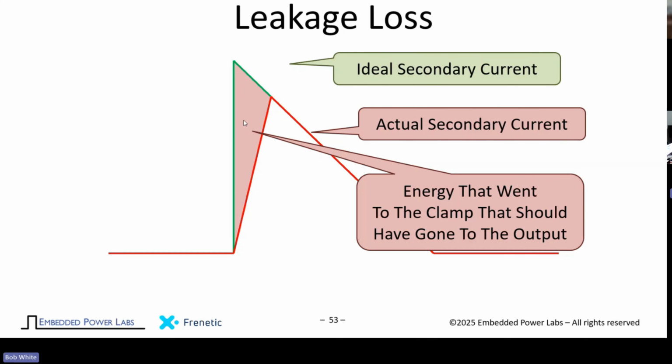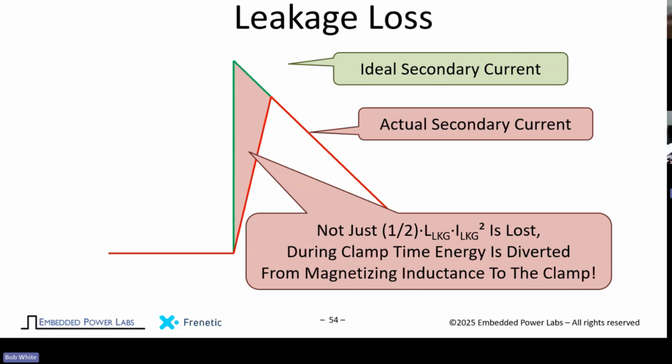All of this area here, this is energy that was stored in the magnetizing inductance that should have gone to the output, but goes to the clamp instead. That's all lost energy. That hurts our efficiency. So kind of graphically, you can see this area here, that's lost energy. That hurts our efficiency. So it's not just the half L i squared of the leakage that's lost. We're diverting energy that we stored in the magnetizing inductance back to the clamp.